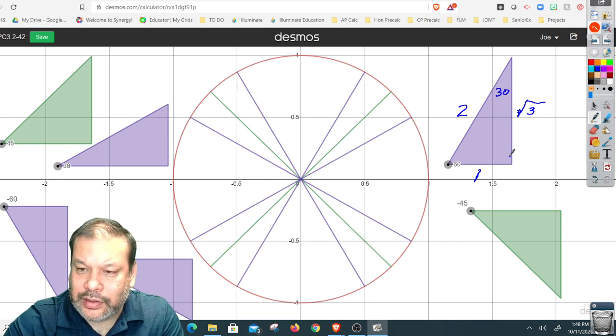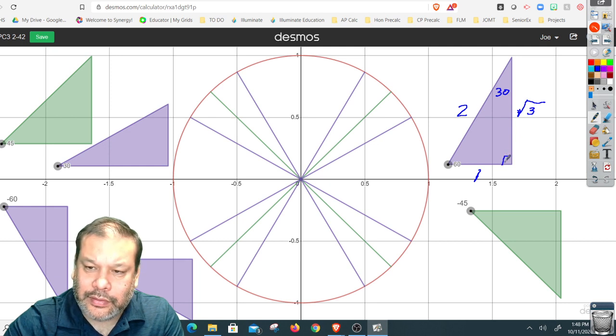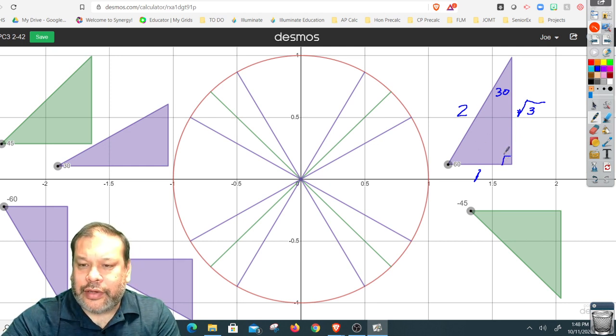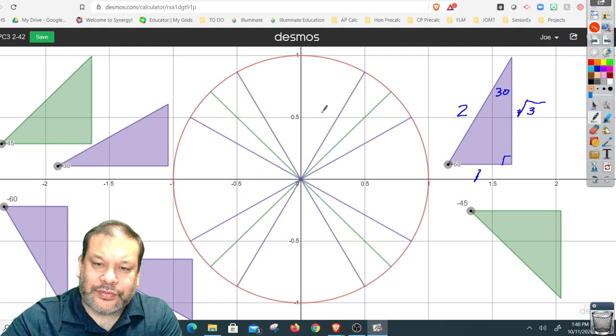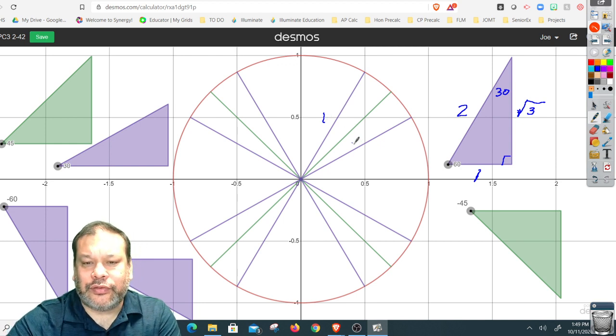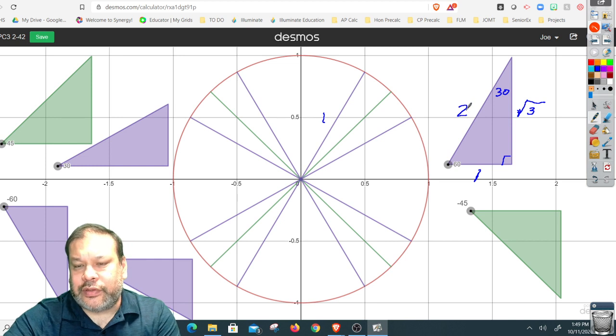And this is a right triangle. But on a unit circle, this is 1. So this is going to be the hypotenuse 1, and each of these hypotenuses are 1. So what do we need to do to this to get this to a 1?